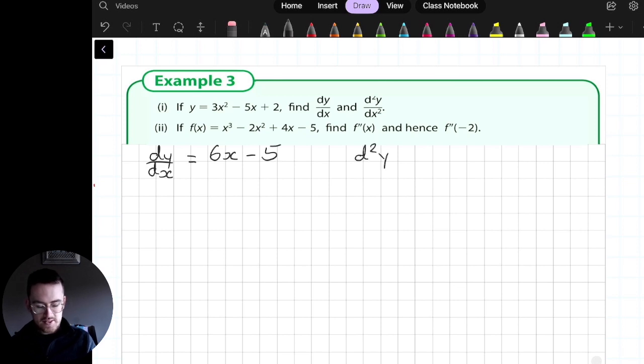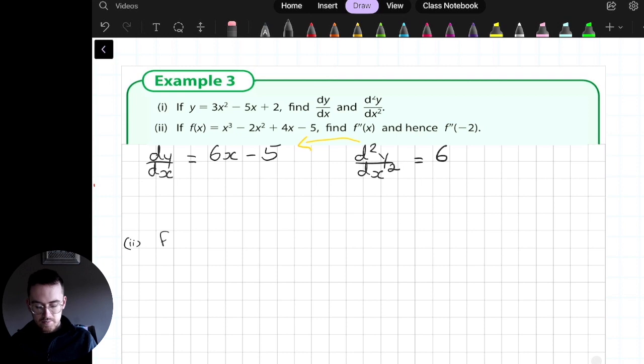Then to find our second derivative, we look at the first derivative. So we're looking back at this one, and we're going to apply our rule again. So multiply by the power, reduce the power by 1. So the 6x becomes 6, the 5 becomes 0. And that's it. That's our second derivative found. So applying just the same rules.